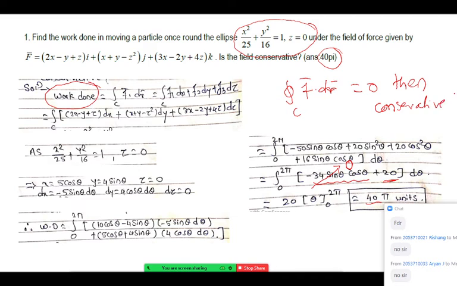But in this case, the integration of f bar dot dr bar on the ellipse, which is a closed curve, is not zero, so it is not conservative. The vector field f bar is not conservative. That you should write at the end. So if you have a doubt, yes, you can ask.